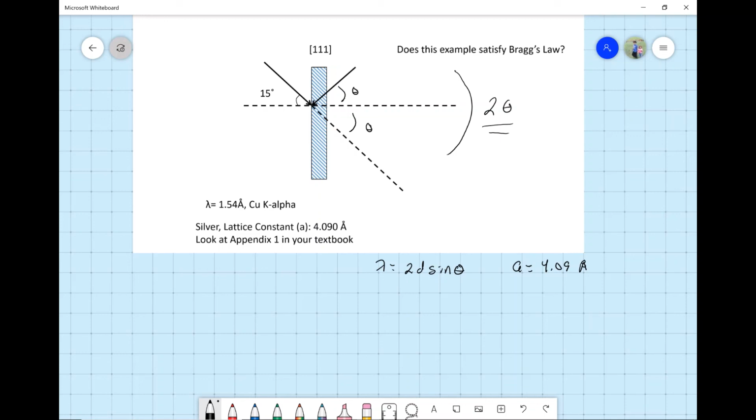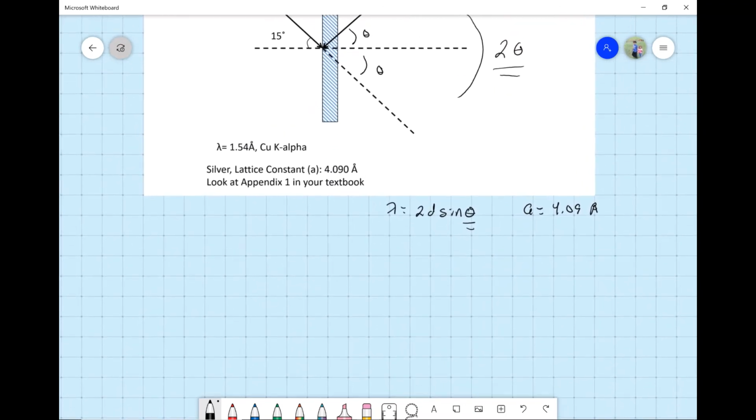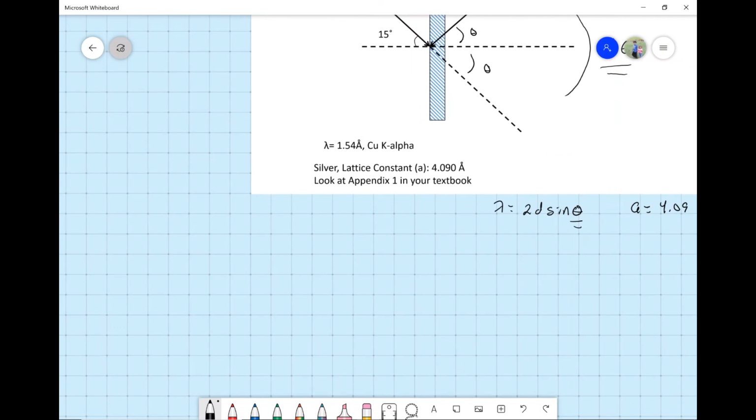So we want to figure out D, because we want to find out if theta is correct, and if theta would be a Bragg angle. We already know lambda is 1.54. We can figure out D from A because we know silver is cubic, so it's FCC. And we're going to solve for theta in this case. Let's first figure out D.